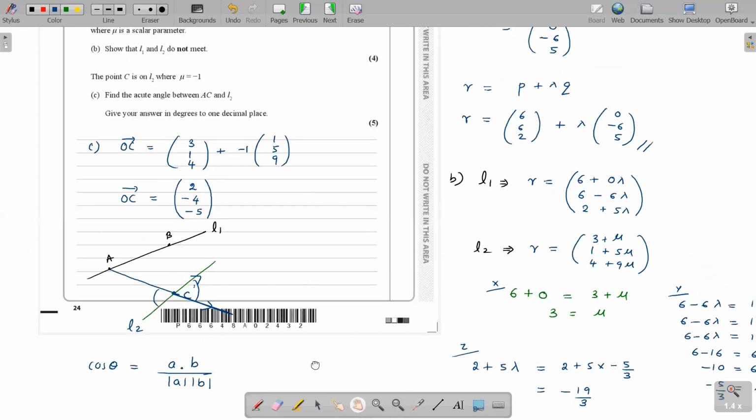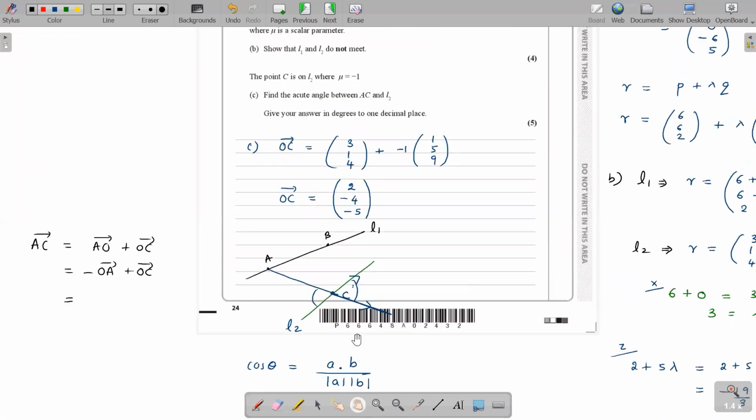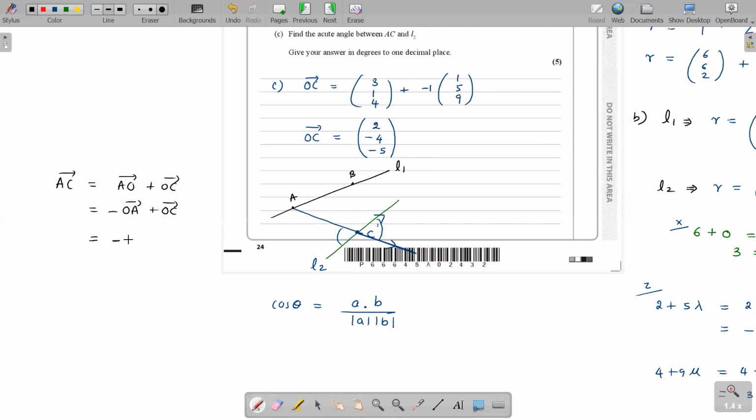Okay, so did I find the AC direction vector by the way? No, right? Let's get the AC direction vector. So AC is equal to C minus A, or basically AO plus OC. So I think we found the A coordinate. What was our A coordinate? A coordinate was 6, 6, 2, right? C coordinate is 2, minus 4, minus 5. So minus 6 plus 2 is minus 4, minus 6 minus 4 is minus 10, minus 2 minus 5 is minus 7. This is my AC vector.